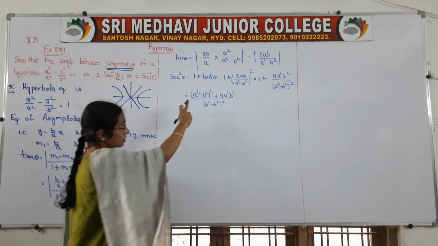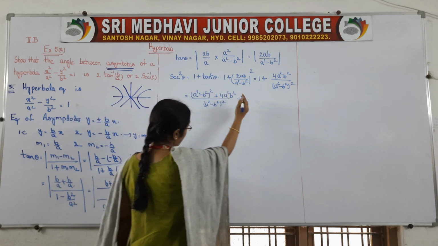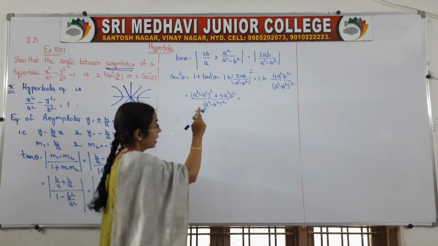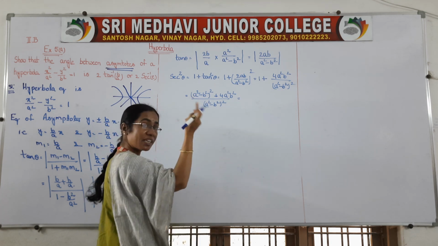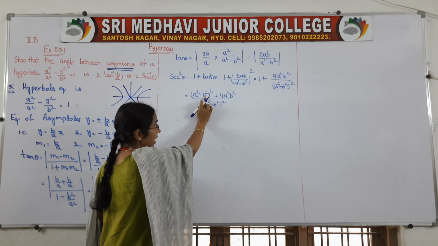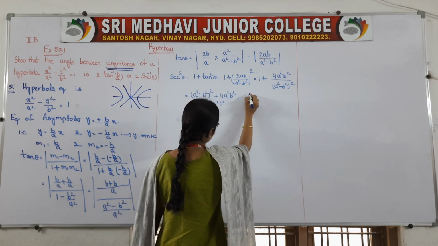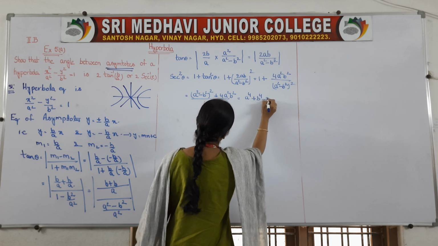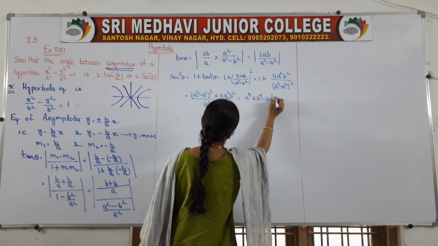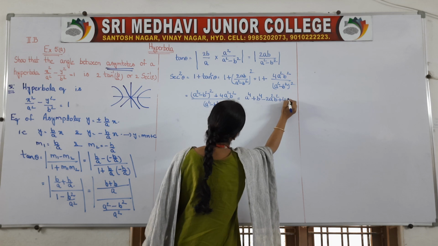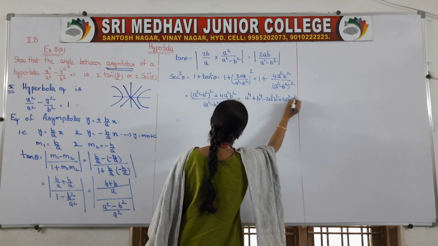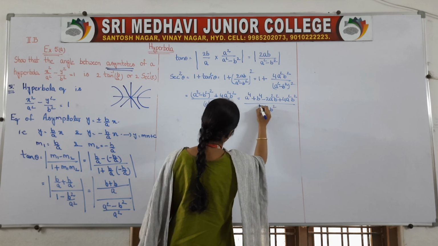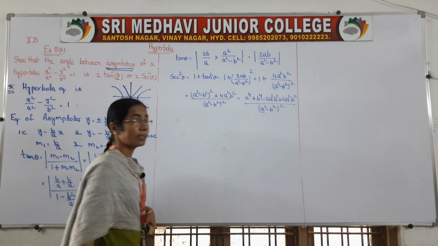So (a² − b²)² can be taken as a² plus b² minus 2ab. But in place of a we are having a², and in place of b we are having b². So it is a⁴ plus b⁴ minus 2a²b² plus 4a²b² by (a² − b²)².